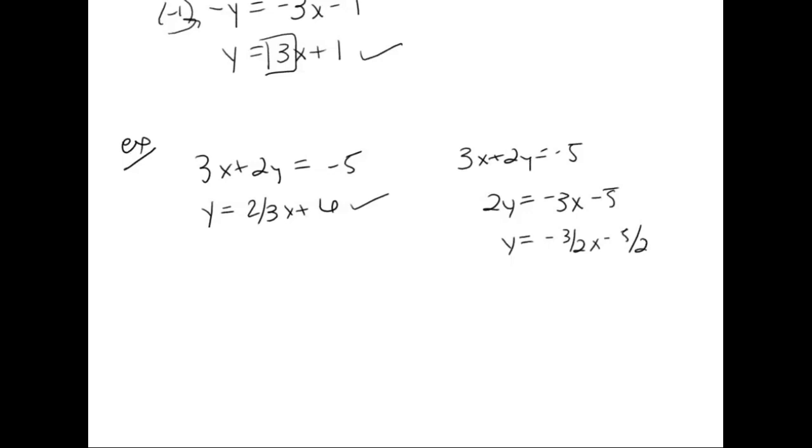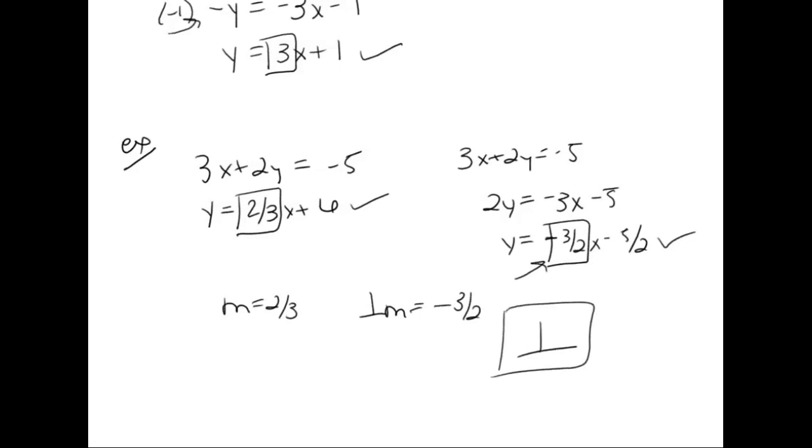Now I don't care about those fractions. They don't make me uncomfortable because all I'm doing is evaluating these slopes, right? Make sure that's a negative. And if you notice, this slope is 2/3, and the perpendicular slope would be -3/2, which is exactly what we have here. Therefore, these lines are perpendicular lines.